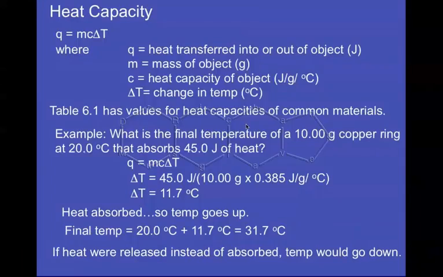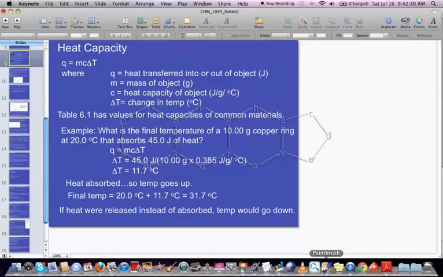I'd now like to talk about heat capacities. Heat capacities center around this equation, Q equals mc delta T, where Q is the heat transferred into or out of an object, m is the mass of the object, C is the heat capacity, and delta T is the change in temperature. First of all, let me define what heat capacity is.